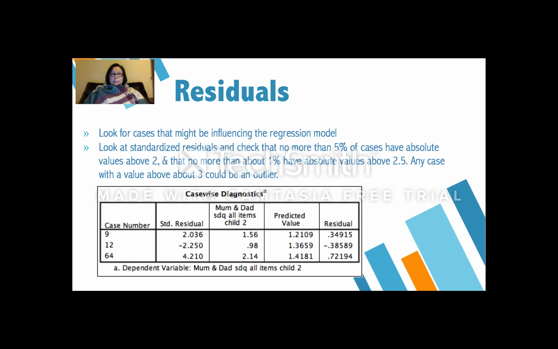And from the cases listed here, we have 9, 12, and 64. It is clear that only 1 case lies outside of the limits, and therefore our sample appears to conform to what we would expect for a fairly accurate model. And case 64 has a standardized residual greater than 3, so it is large enough for us to investigate further.